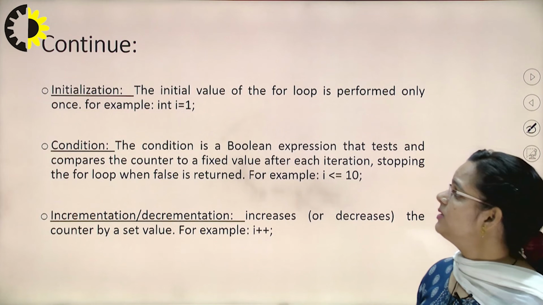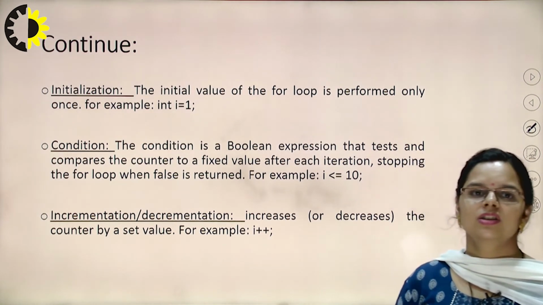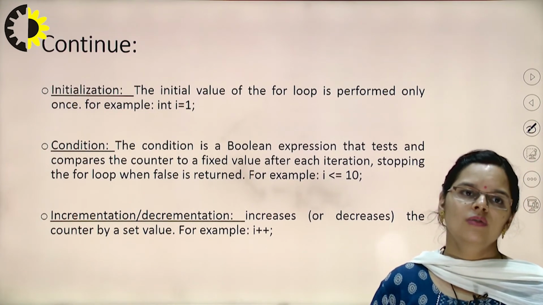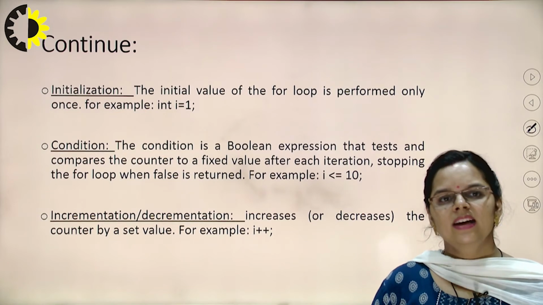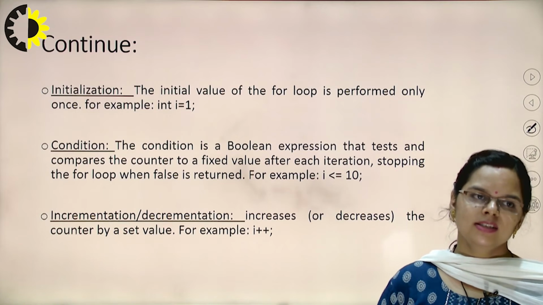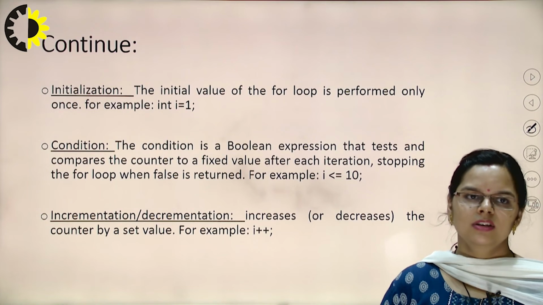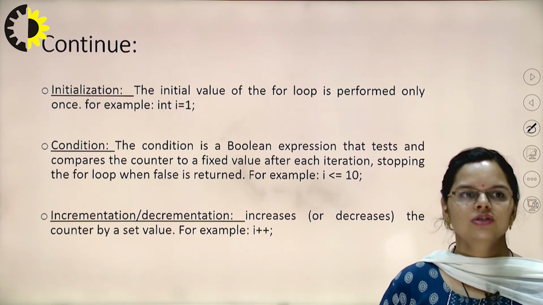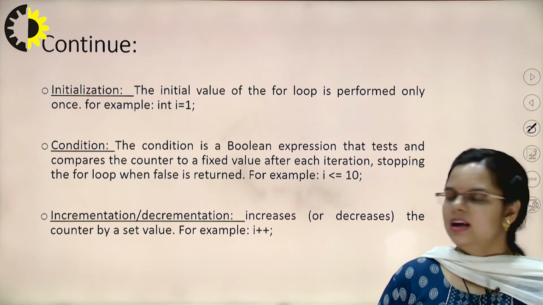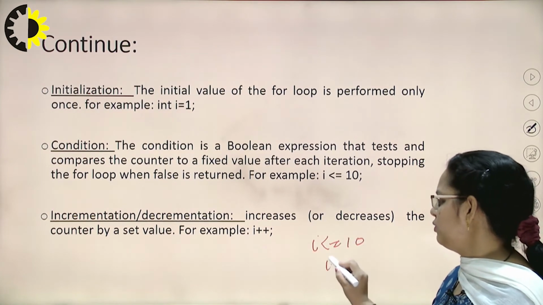So these 3 steps we have: initialization, condition and increment, decrement. If we talk about initialization, some value is being initialized. The initial value of the for loop is set only once, like I equals to 1. And condition is basically a Boolean expression. It checks and compares a counter variable to a fixed value after each iteration, and it stops the for loop when the condition becomes false. Like there are various conditions, like I is less than equals to 10 or less than equals to 20.